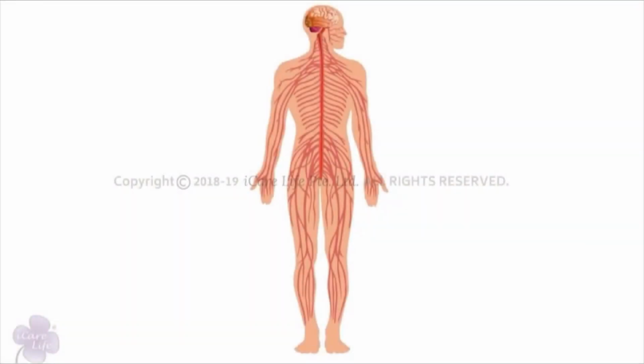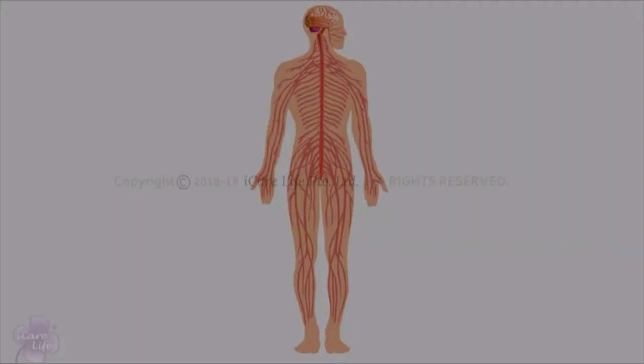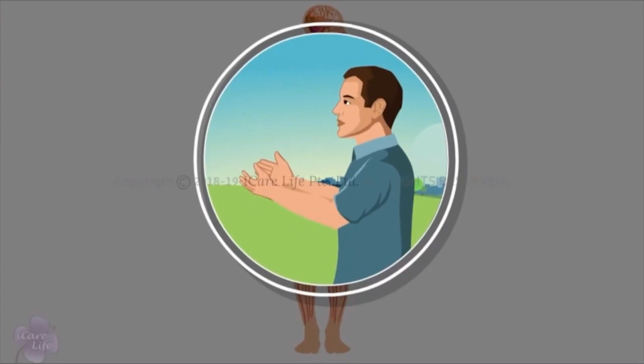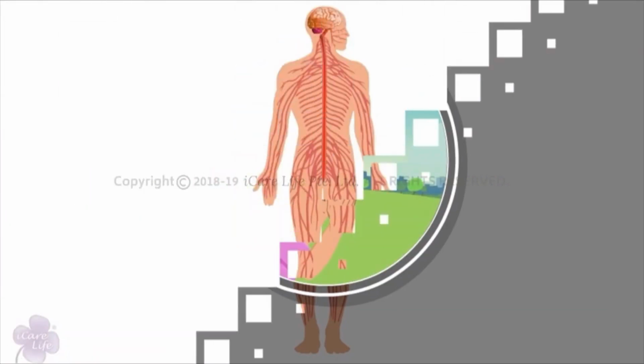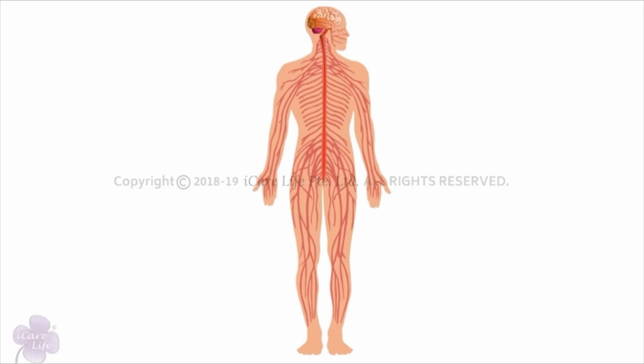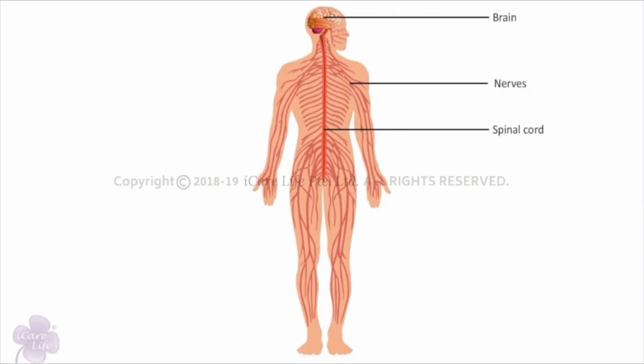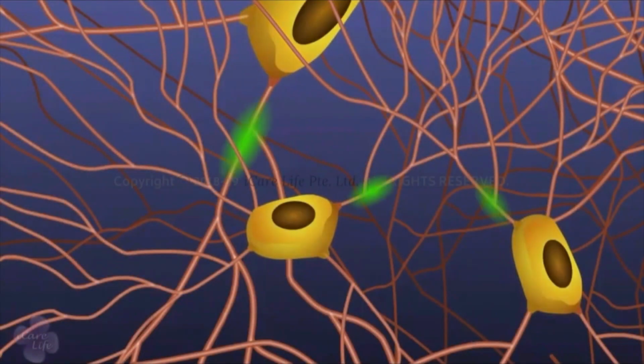The nervous system controls all the functions of our body. It enables us to think and perform actions according to a situation, or to respond quickly using our reflexes. Let us understand what the nervous system is made up of and how it works. The nervous system consists of the brain, spinal cord, and nerves. The nerves are made of millions of nerve cells called neurons, which receive and transmit messages.